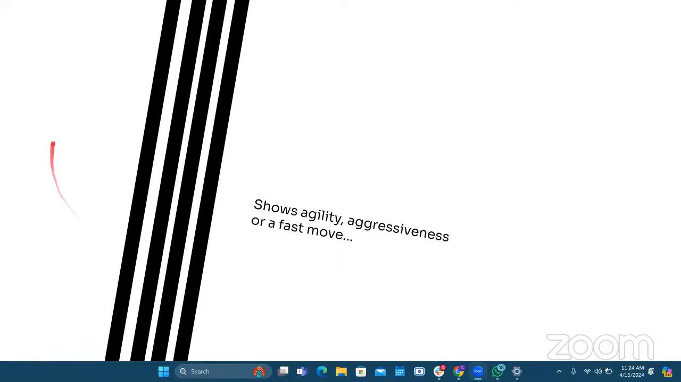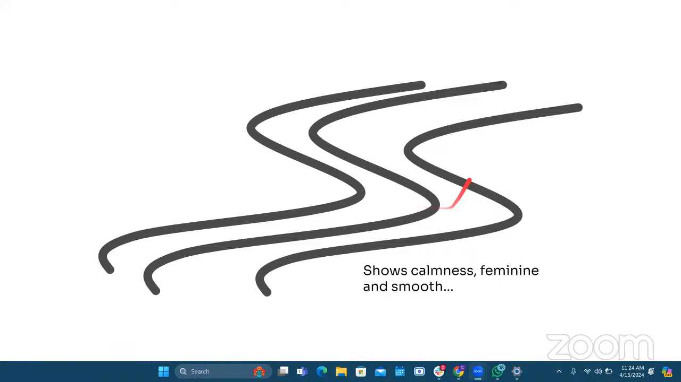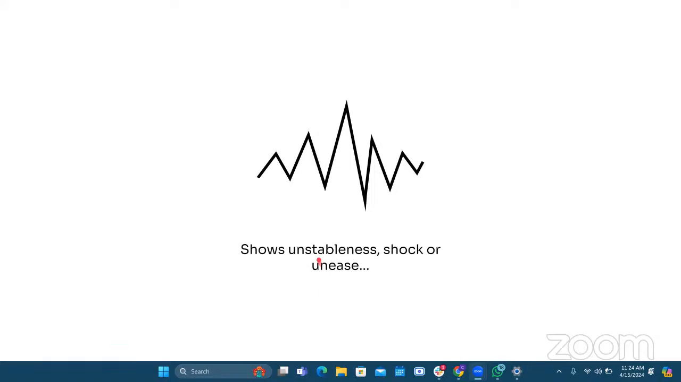So the next line is curved lines. Curved lines tend to show something calm, feminine, and smooth, because curved lines are used to show something that is very, very smooth. So these are the meanings of line. Then the last line we'll be looking at is the jagged line. Jagged lines tend to show something unstable, something like a shock, or something uneasy. So that's all we take today.